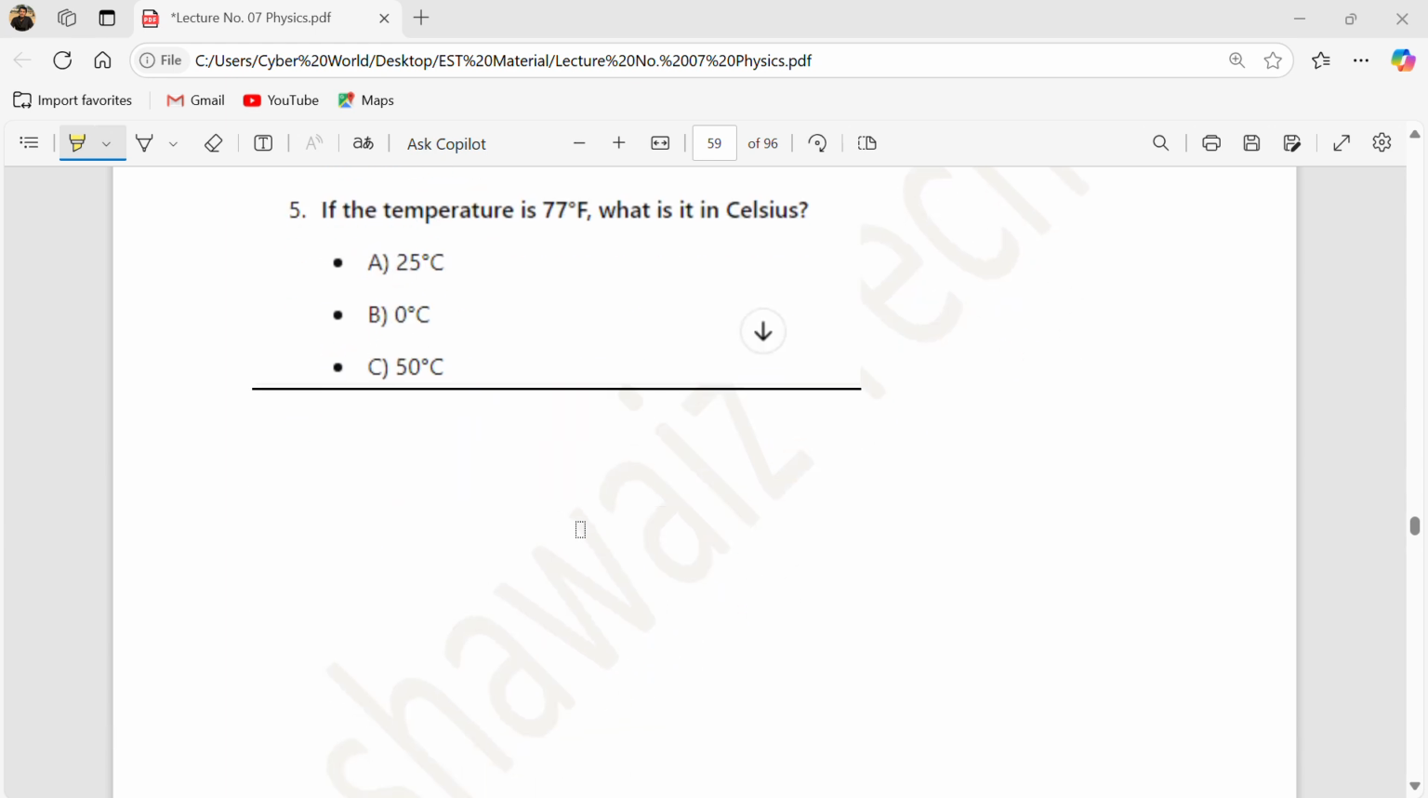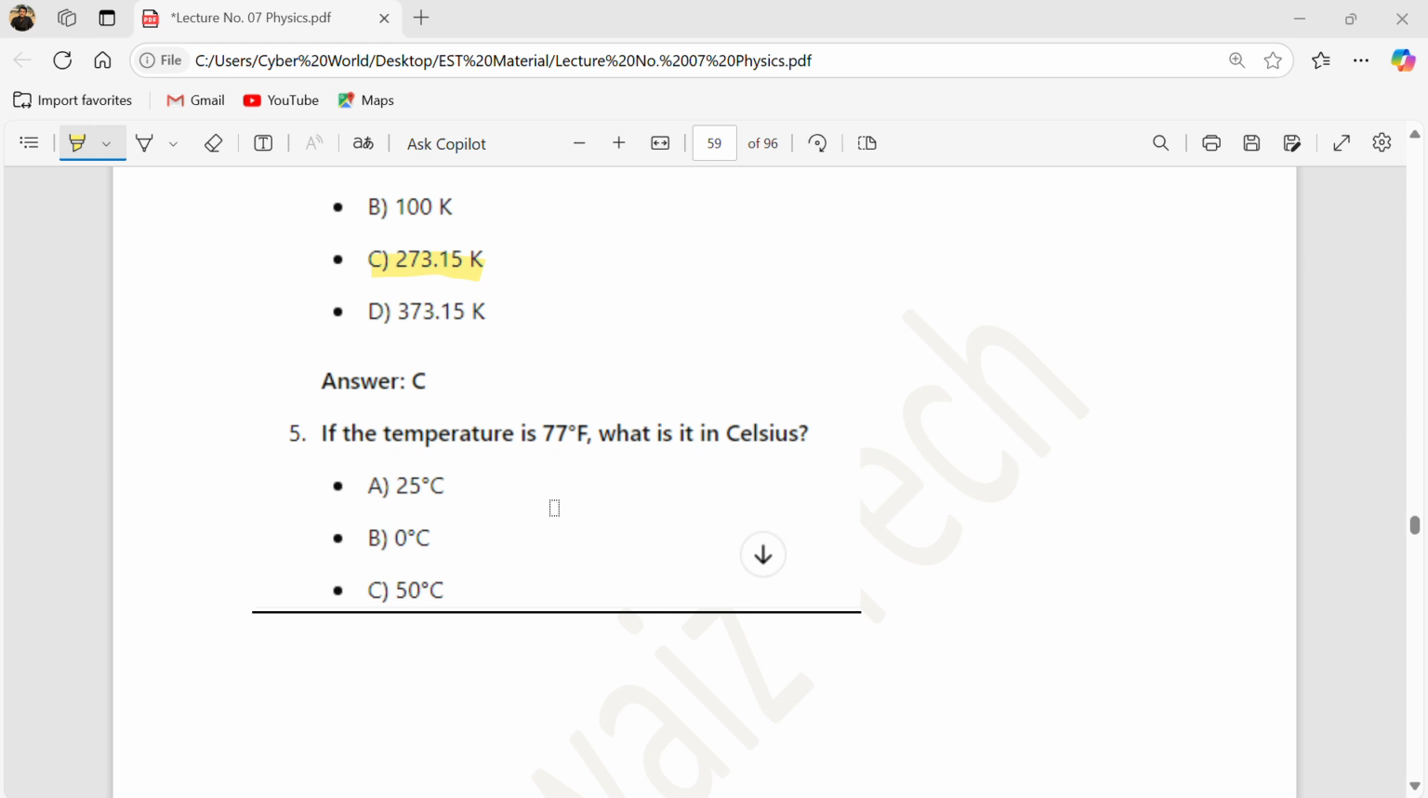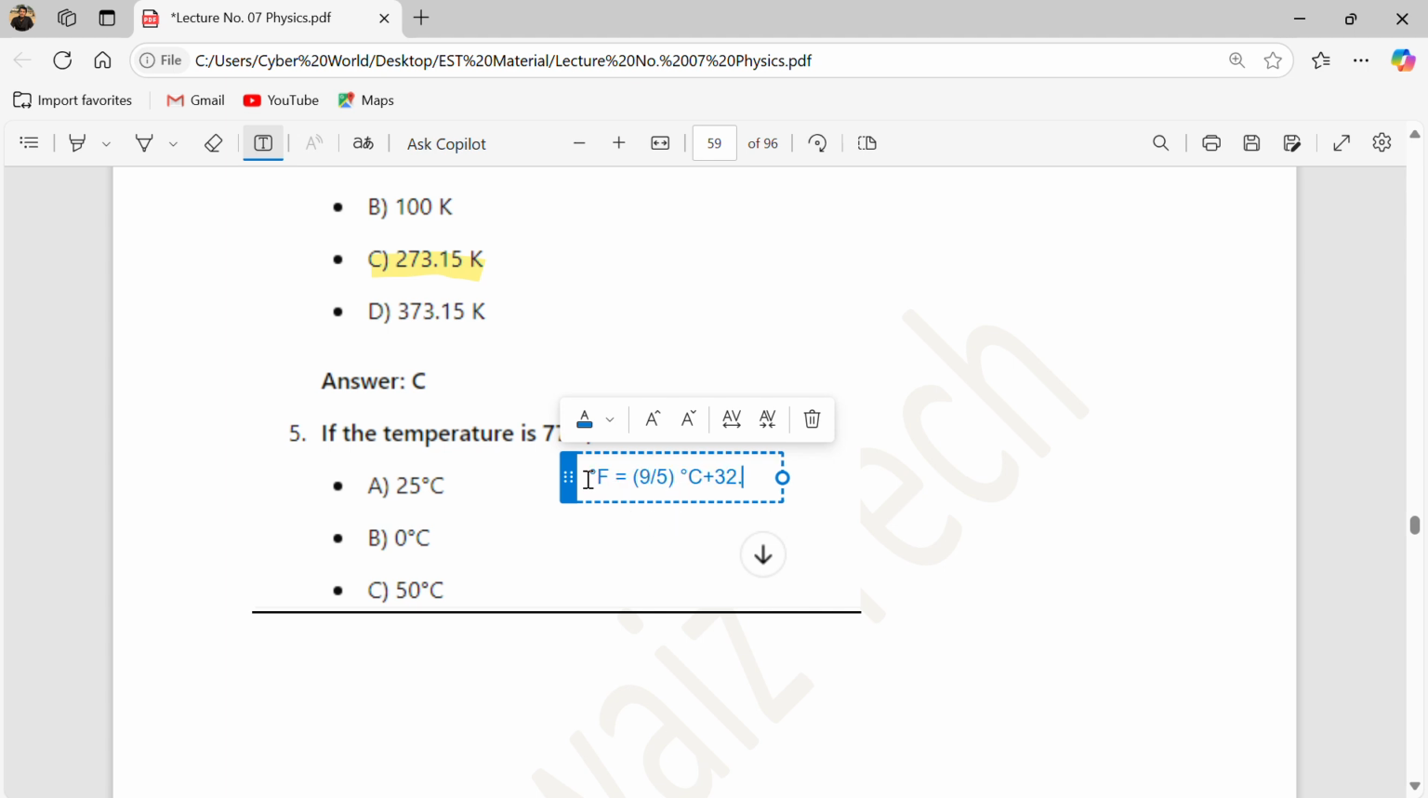If the temperature is 77 Fahrenheit, what is it in Celsius? So you need Celsius. You know the relationship as I mentioned before. There is a conversion of Fahrenheit into Celsius. There is a different formula. Let me show you how you can write it. So there is a conversion formula for how you can convert. You can see this is the formula if you want to convert Fahrenheit into Celsius or Celsius into Fahrenheit.